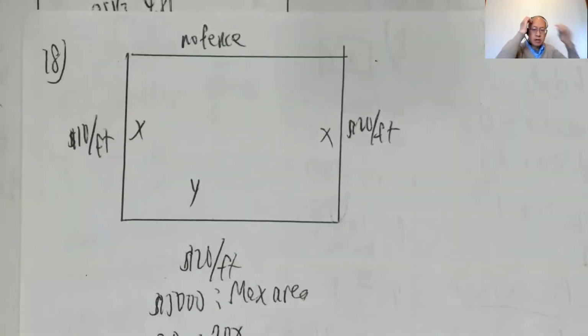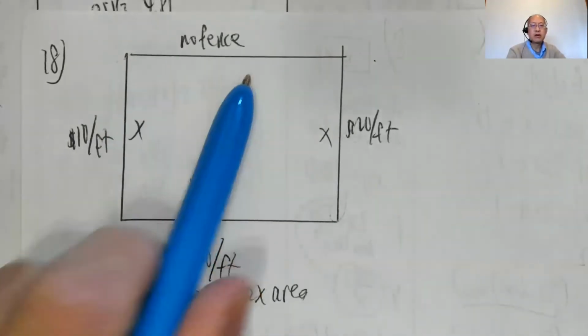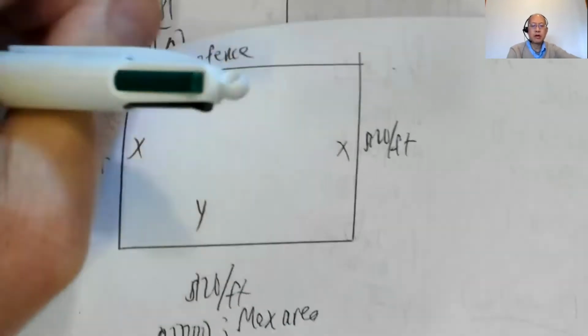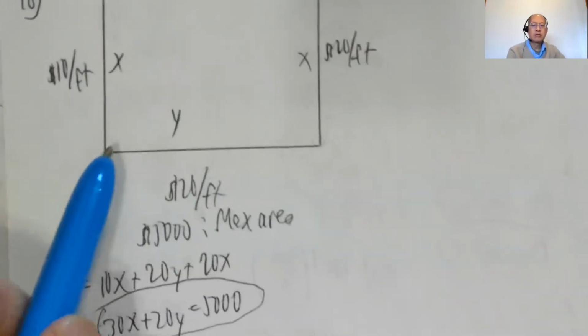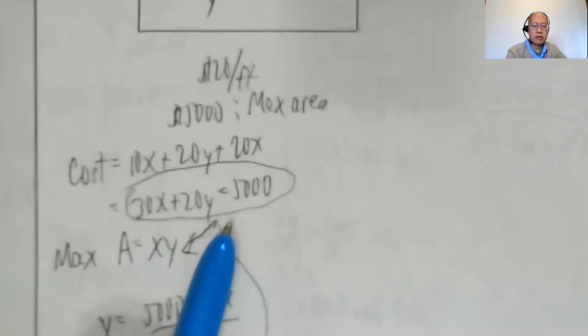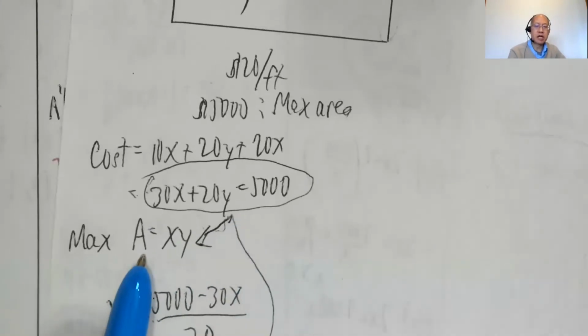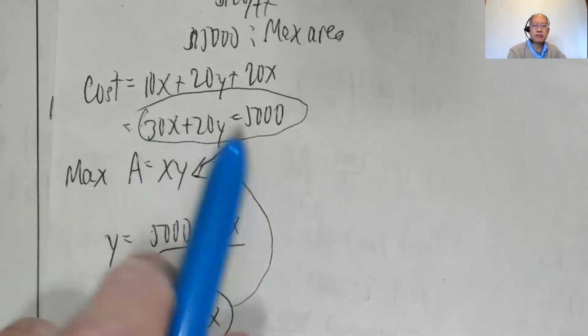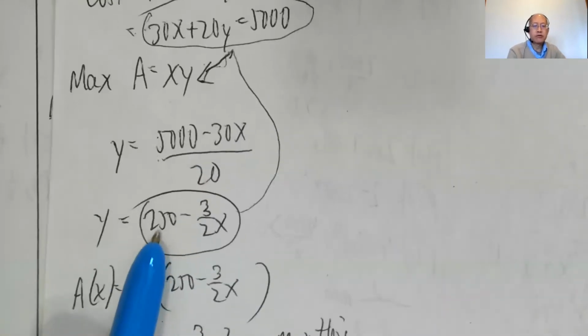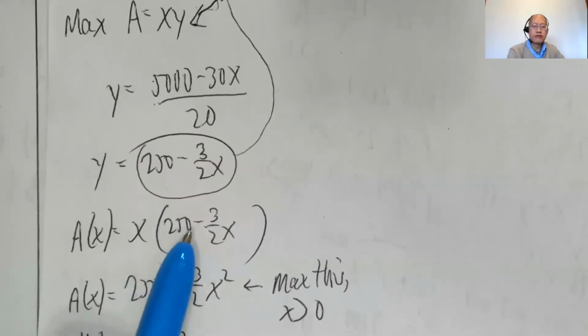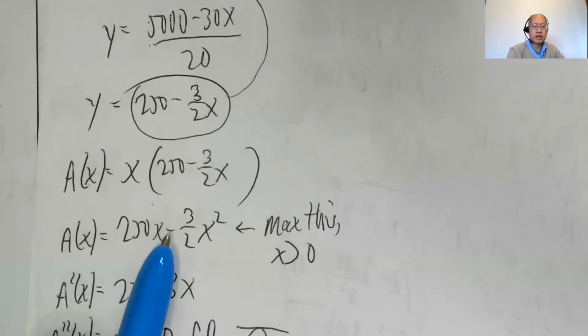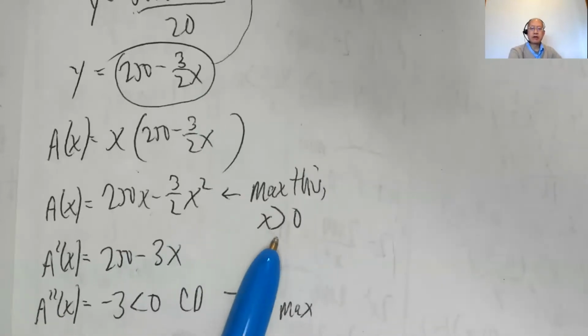18, we have $10 a foot. No fence here. $20 a foot, $20 a foot. We have $5,000, maximize the area. So the cost is 10x plus 20y plus 20x. That's 30x plus 20y. That equals 5,000. Maximize x times y. y is equal to 5,000 minus 30x divided by 20, which is 250 minus 3 halves x. So the area function is x times y, 250 minus 3 halves x, or 250x minus 3 halves x squared. Maximize this, x greater than 0.